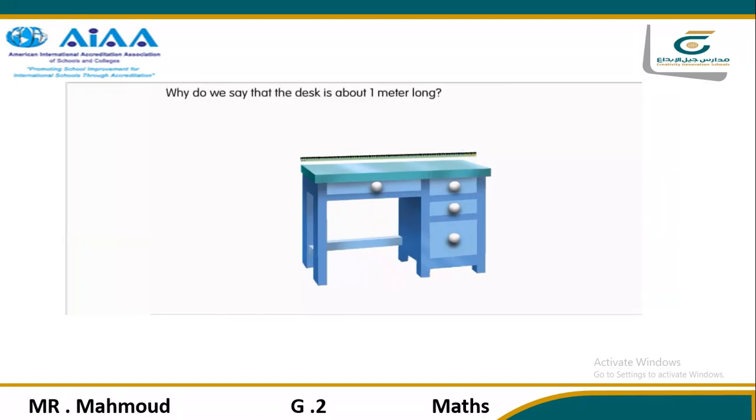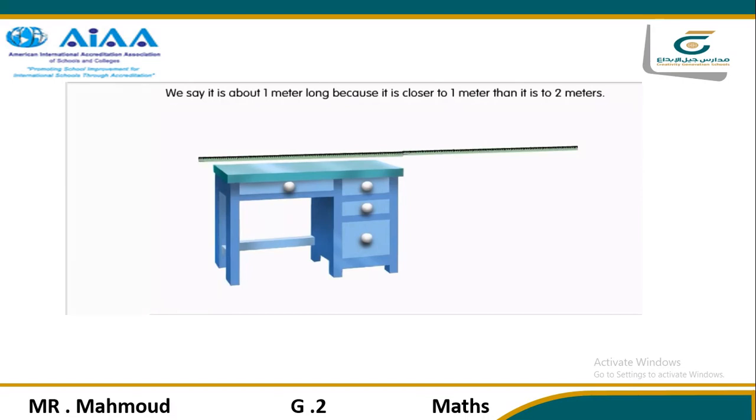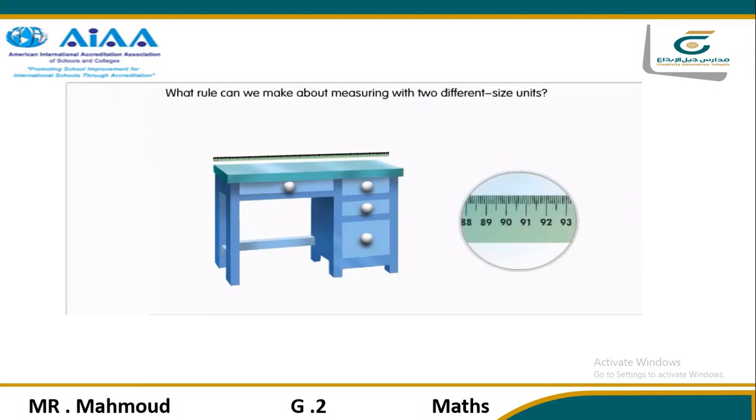The desk is about 1 meter long. Why do we say that the desk is about 1 meter long? You can see here that's a meter stick, which equals 1 meter. So this table is less than 1 meter. We have here extra length. We say it is about 1 meter long because it is closer to 1 meter than it is to 2 meters. What rule can we make about measuring with two different size units?